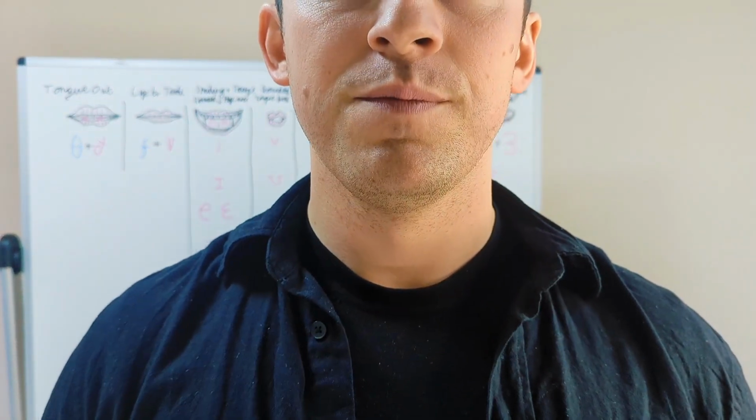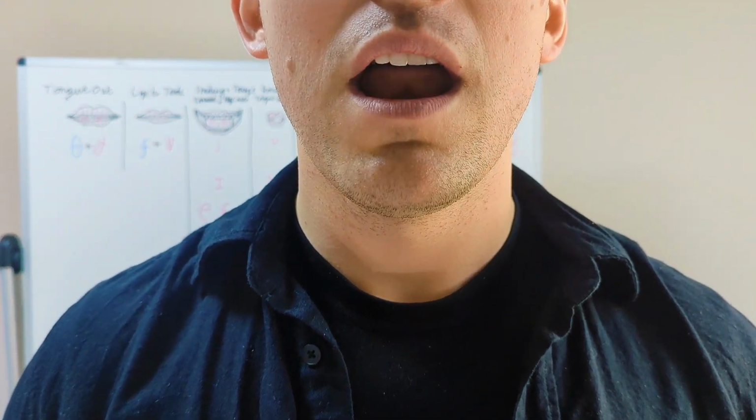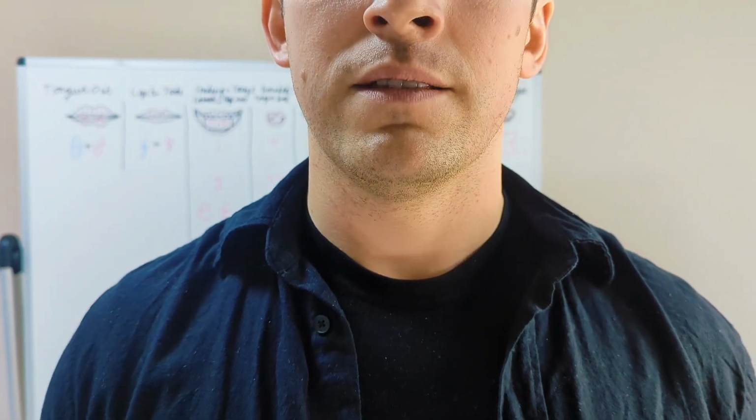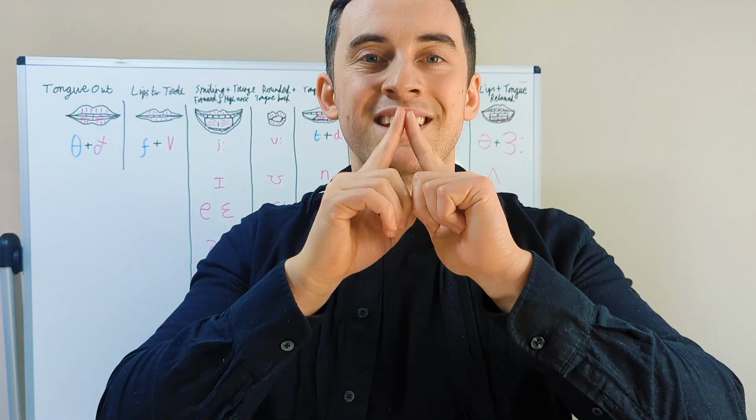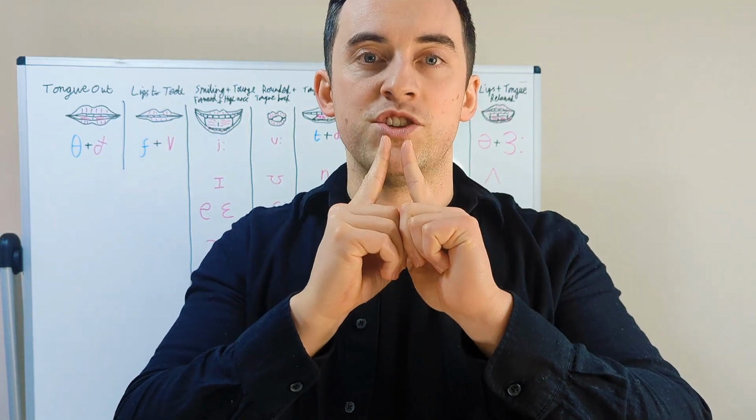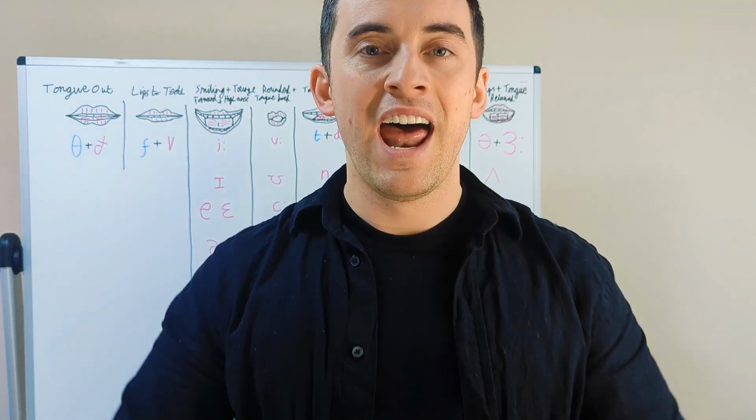We've got D. That'll be the first one. You put your tongue tip up and it'll touch the alveolar ridge, the gum ridge up here.